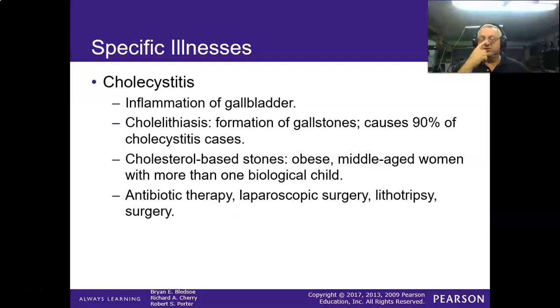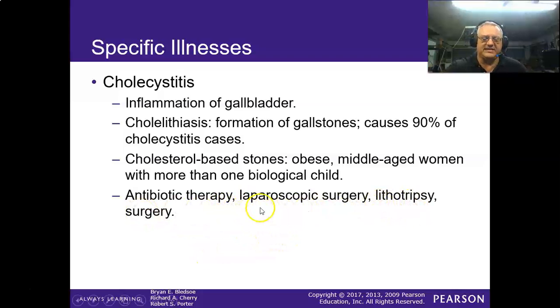Okay? Usually it's due to gallstones and cholesterol-based stones. Obese people, middle-aged women, or those who have had more than one biological child are usually more prone to it. And again, antibiotic therapy, they can go in and laparoscopically take it out. They can also use sound waves.